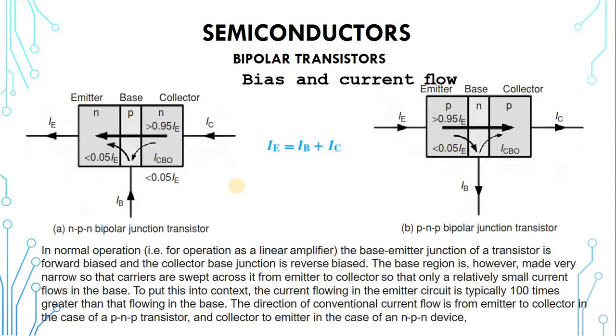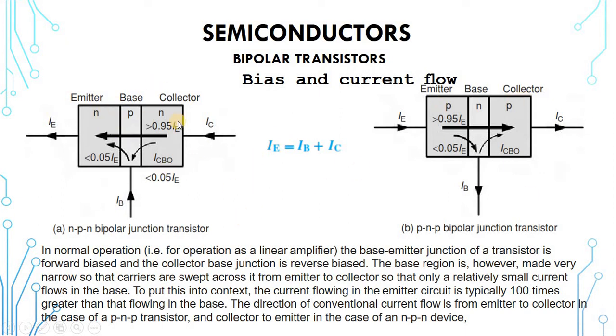Okay, so this is a Kirchhoff's current law, telling you that the emitter current is usually the combination or the addition of the base current and the collector current. The two of them come together to give you the emitter current. So whichever way, whether it's NPN or PNP, you know how it's going to be.